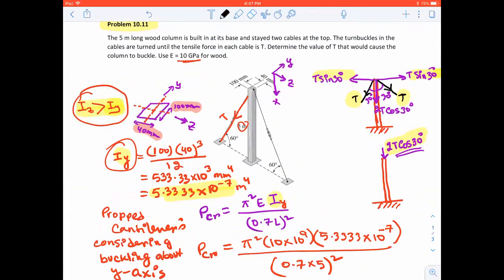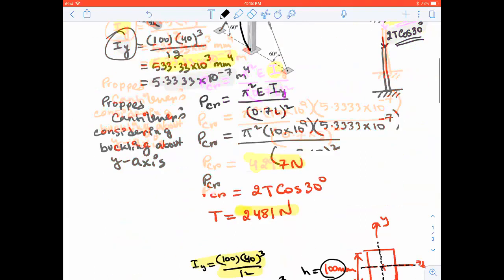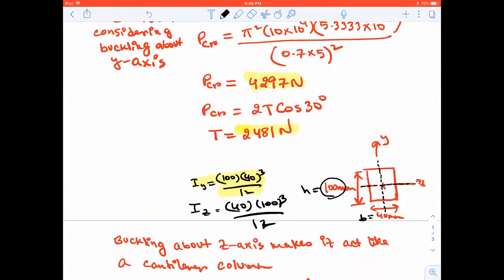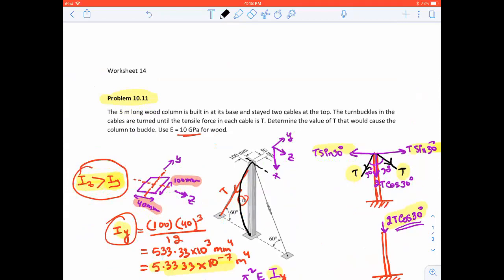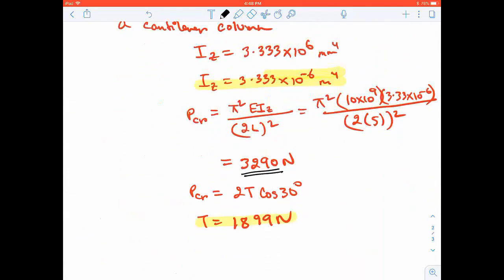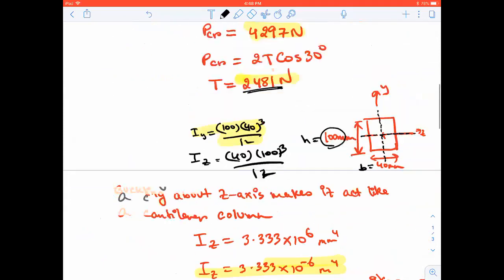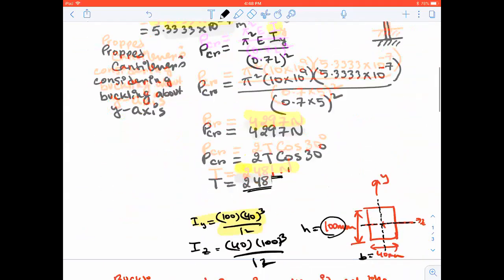So this is your z-axis, and you're going to start seeing it buckle about the z-axis. Even if you apply a load anywhere around this, you're going to see buckling in both directions, but you're always going to take the lowest value, because that is going to cause buckling first. So it buckles about the z-axis.